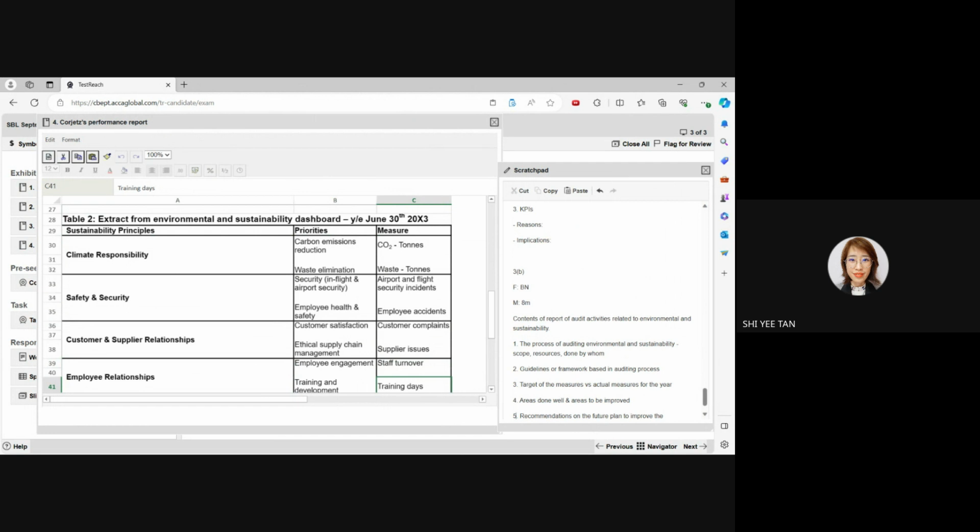Then you can measure the targets. You can compare the actual result with the targets and see where the gap is.